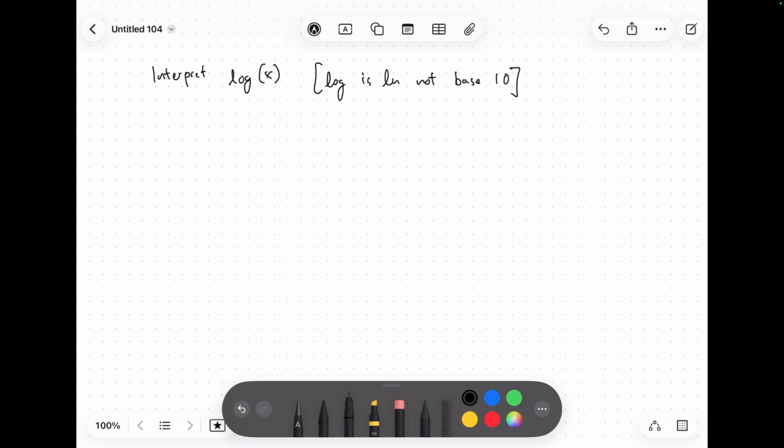Okay, so what we have looked at is classified as level-level. So this is y equals alpha plus beta x plus epsilon. And we know how to interpret this. The change in y is equal to beta times the change in x, right?